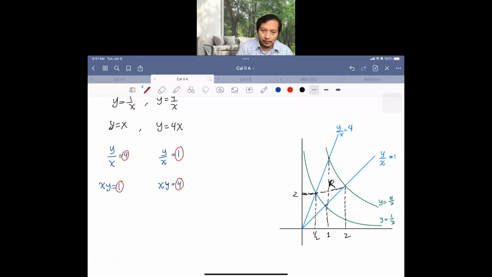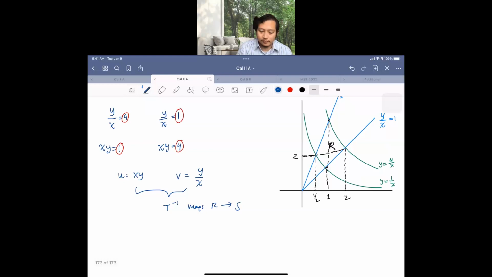So if we take u as xy and v as y over x, or you can switch the order, that doesn't matter at all. We can define a transformation, or rather the inverse transformation, that maps the R into the new S image, that is started from u equal 1 to u equal 4 and v equal 1 to v equal 4.